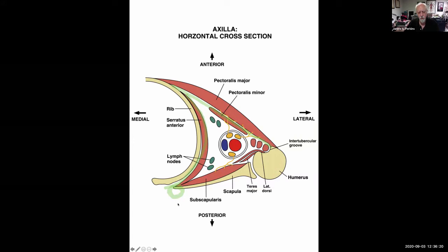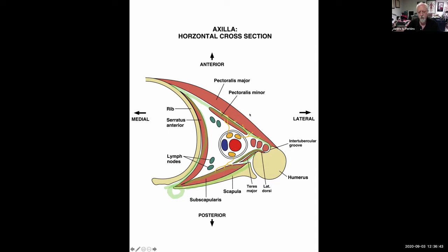The posterior wall of the axilla is formed by the scapula itself, as well as the subscapularis muscle that lies on the anterior surface of the scapula. And also, if you continue out laterally a little bit, the muscles like the latissimus dorsi and teres major also contribute a little bit to the posterior wall of the axilla.